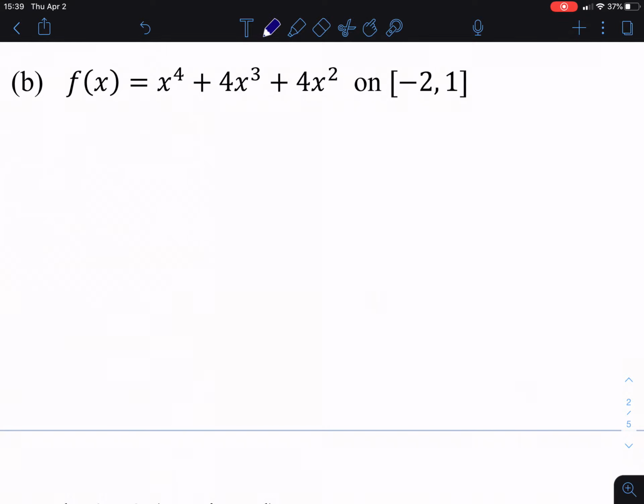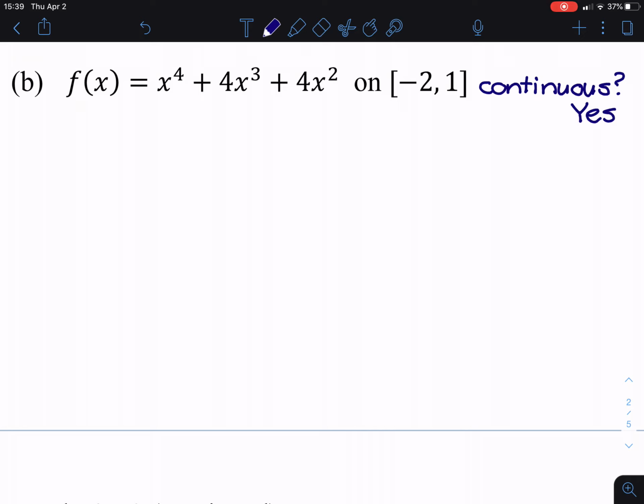All right, this time we're going to take a look at the function f of x is equal to x to the fourth plus 4x cubed plus 4x squared on the interval -2 to 1. So first of all, we're going to ask, is this function continuous on my interval? And since it's a polynomial function, I know my answer is yes.